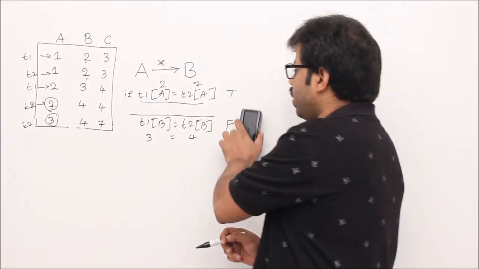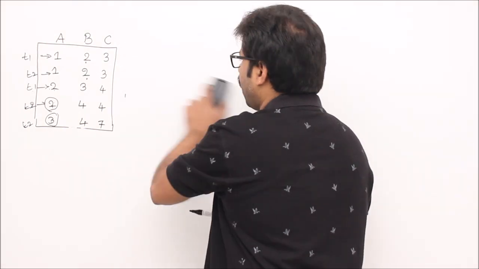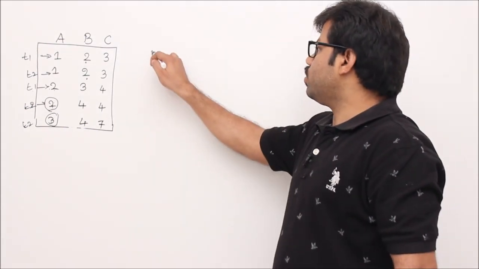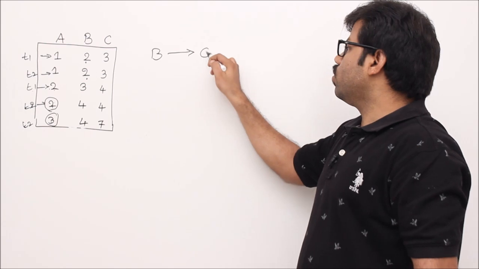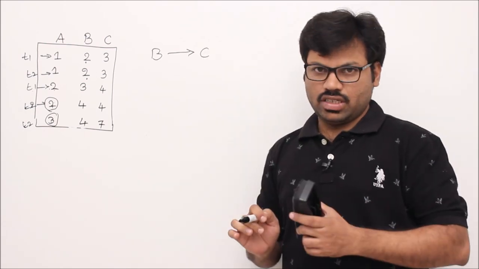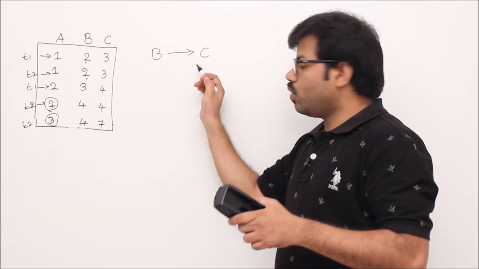The rule is violated. Now we'll see another example. Let's try B to C. Is this true? Let's try all possible combinations. We know one thing, really this rule is violated.